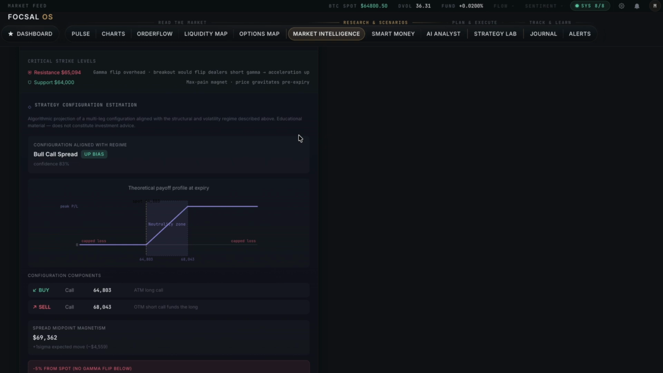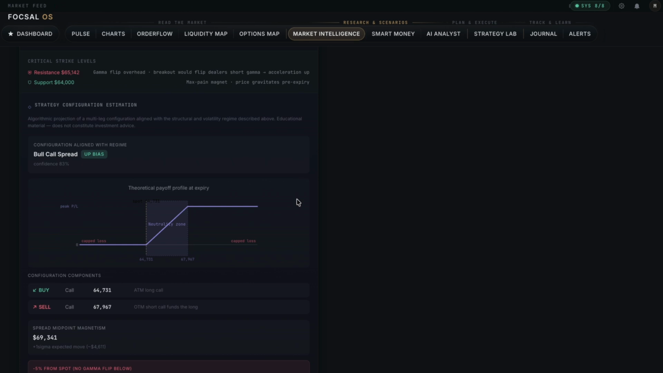Let's stop here for a moment, because this has to be clear. This is not an order. This is not a recommendation, it's an illustration. The model says, if someone wanted to trade in line with this reading, this is what the structure would look like. Nothing more. What do you get?